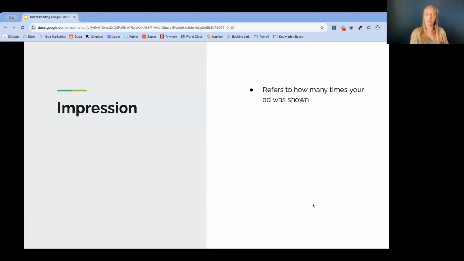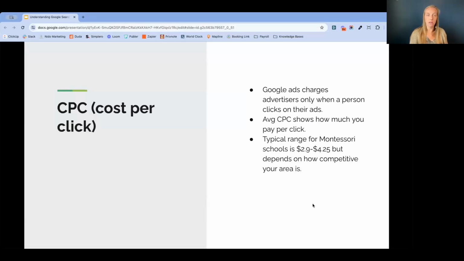An impression refers to how many times your ad was shown. So impressions are usually higher than our conversions. You might see CPC. What CPC means is cost per click. Google Ads charges advertisers only when a person clicks on their ad. Someone might see your ad as sponsored up there, but you don't get charged until someone clicks on it. Your average CPC shows how much you pay per click. The typical range for Montessori schools is around $3 to about $4.50, but it depends on how competitive your area is.